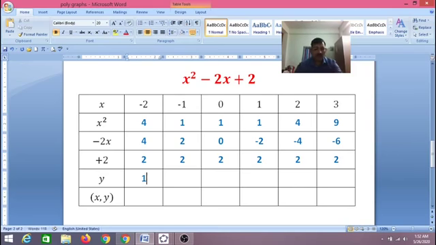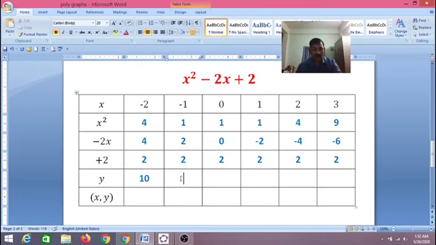Now the y values are 10, then it is 5, then 3, then 1, then 2, again it is 5. Okay, now just observe what happens here. The points you can see are minus 2 comma 10, minus 1 comma 5, 0 comma 3, 1 comma 1, 2 comma 2, and 3 comma 5.